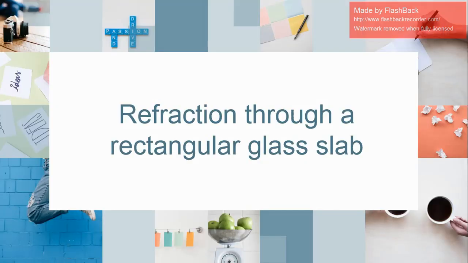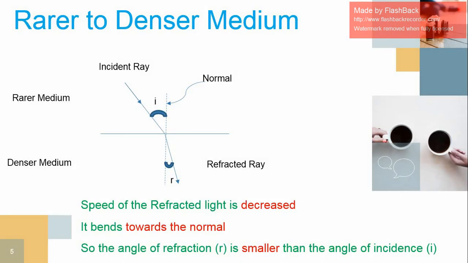First one, refraction through a rectangular glass slab. Before entering the topic, we discuss light traveling from a rarer to a denser medium. What happens? This is the boundary of the two media, and light is traveling this way. After it enters the denser medium, it is refracted.